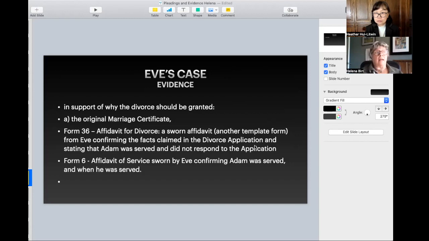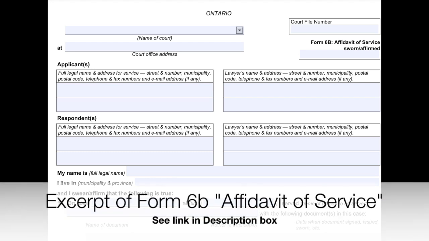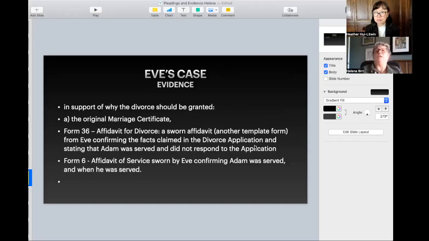And Eve is saying, I made all these facts. Adam didn't respond. He's deemed to admit that all these facts are true. He's accepted all my evidence. The court has accepted my evidence. So now I just want my divorce judgment. So the last piece of evidence is the Form 6 affidavit of service, which is another sworn affidavit that basically confirms that she is swearing under oath that, yes, she did serve Adam with the application for divorce. So he knows about it. He knows what she's asking for. He knows what material facts she's claiming. He's not disputing any of it. So she can go ahead and get her divorce on a default basis. Where can things go wrong?